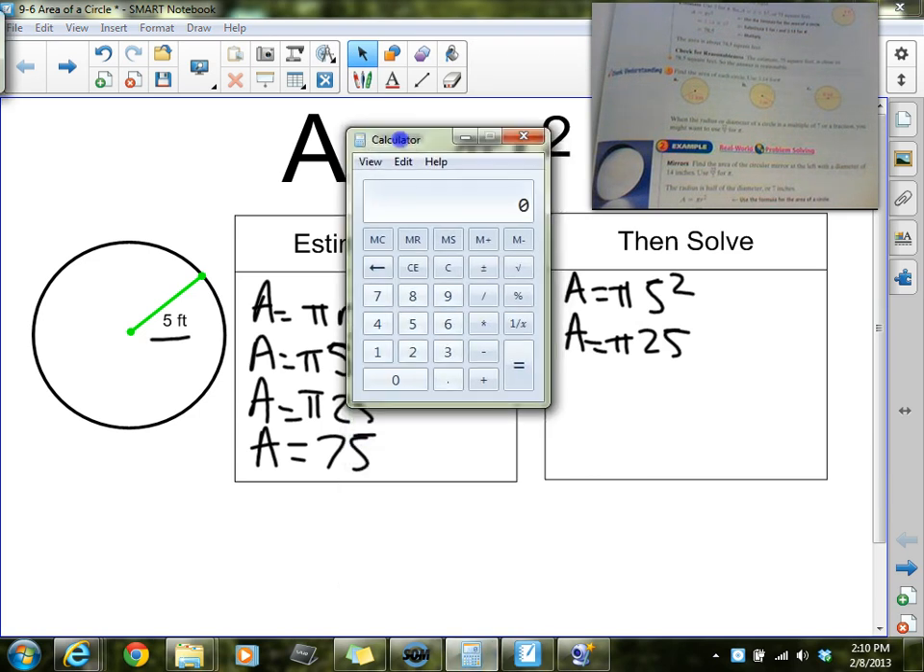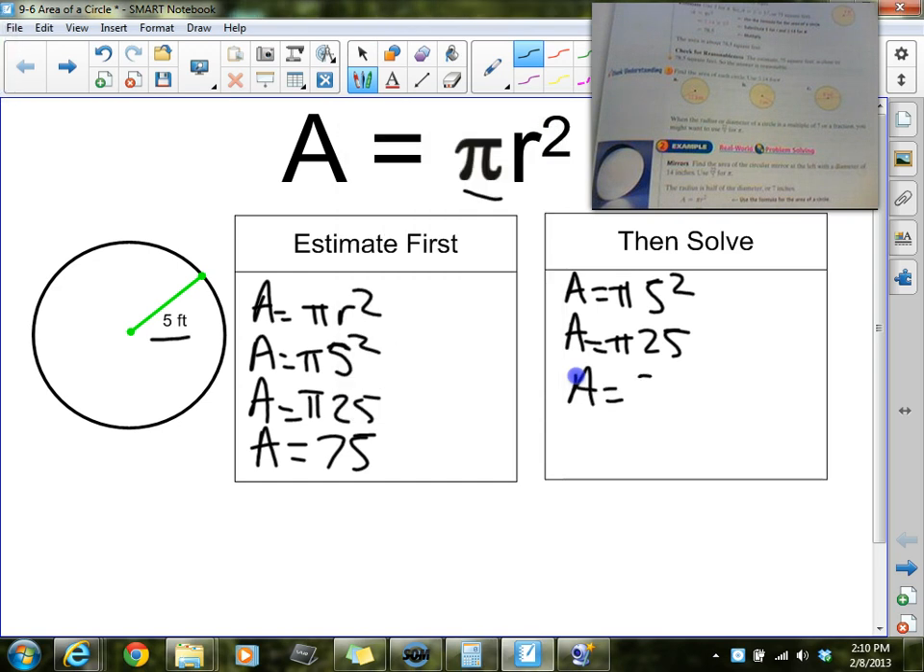So 3.14 times 25 equals 78.5. That's the area. Now, with the area, the units are always going to be squared units. So in this case, I have feet, so my units are going to be 78.5 square feet. Square feet. There we go. So that is example number 1.